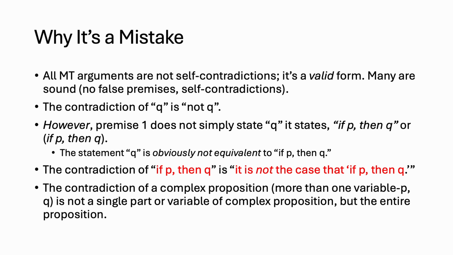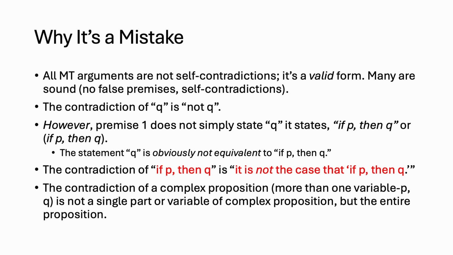It is correct that Q is the contradiction of not Q. However, premise 1 does not simply state Q. It states that if P then Q. If you put parentheses around that, it helps you see it as a unit: the whole statement is if P then Q. So the contradiction of that conditional is going to be another conditional, or at least a statement that's a conjunction that has two elements in it, both those variables, not just one. So the contradiction of if P then Q is it is not the case that if P then Q. That's the contradiction, right, of a conditional.